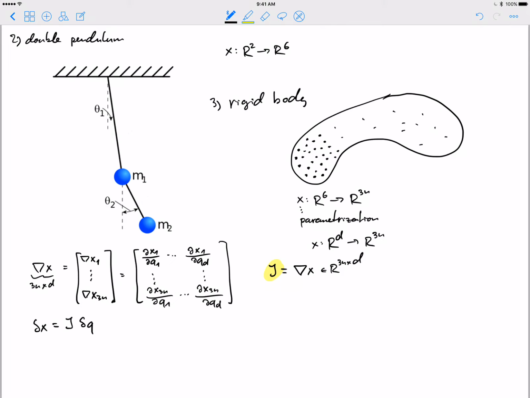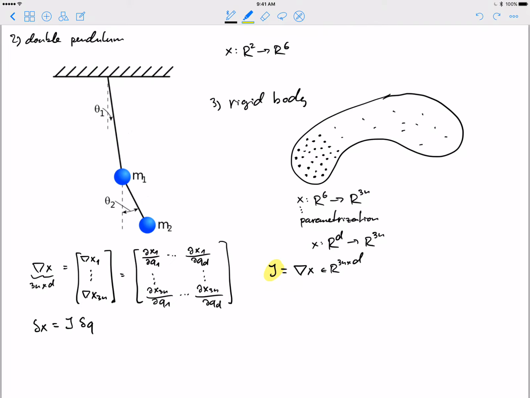That's a reminder of what the Jacobian is. The Jacobian is the linearization of some function. In this case, the function is the mapping from the generalized coordinates to the Cartesian coordinates. This is my x function. This J always denotes the Jacobian of the x function.